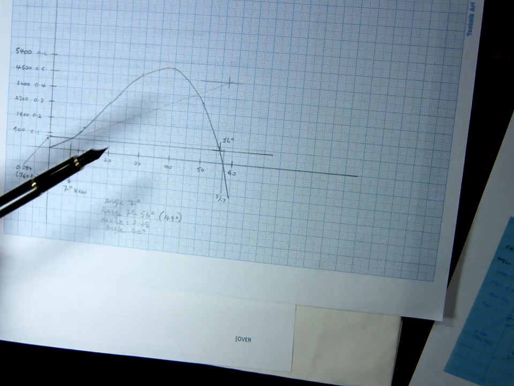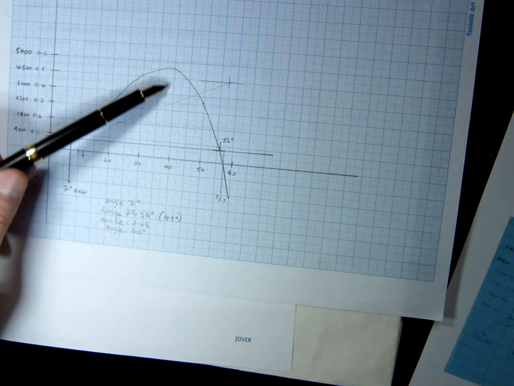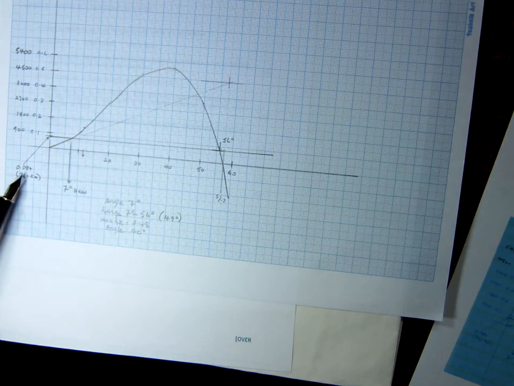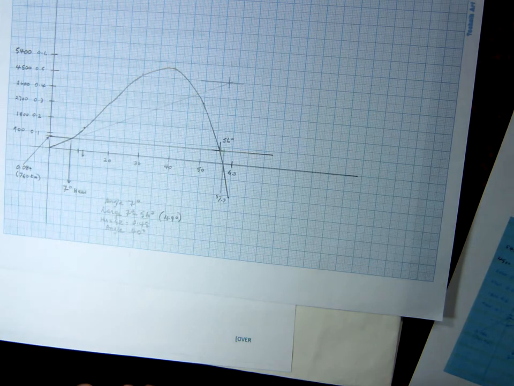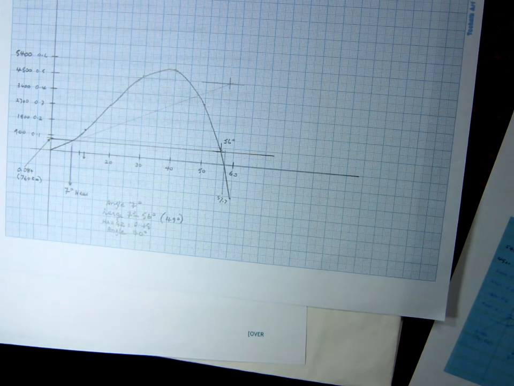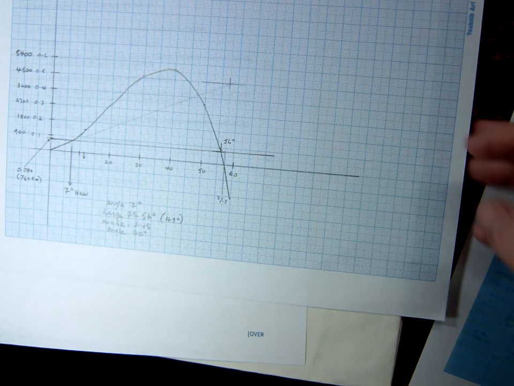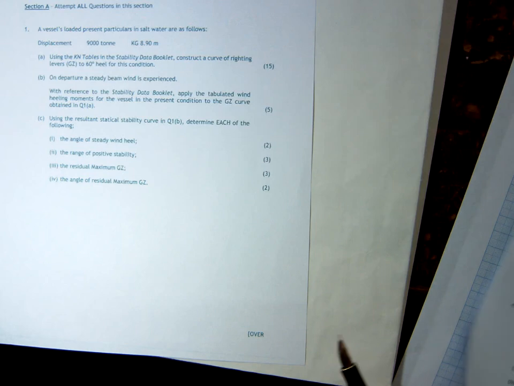Max GZ would be the maximum value that you've calculated, of course less this 0.084, and the angle at which it occurs will be the angle of maximum. So I got 40 degrees and I got a value of 0.48, which of course is less the 0.08 that we've lost, that's below the line. So that's how I answered question 1. I thought reasonably straightforward question really, no real tricks.